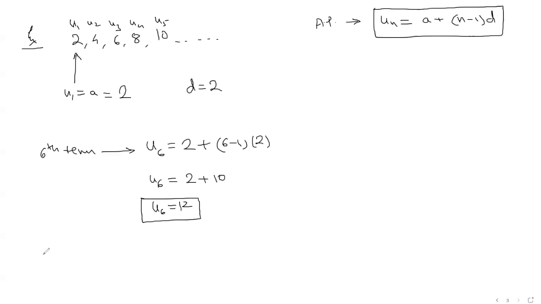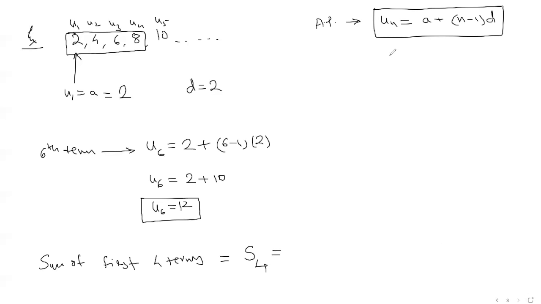Now, let's say I want to find the sum of the first 4 terms. Let's say I want to add all these terms. I want to find out the sum of these terms. Now, how do you solve that? Let's say the sum of the first 4 terms. That is S for sum, and 4 terms. That's why it is S4.